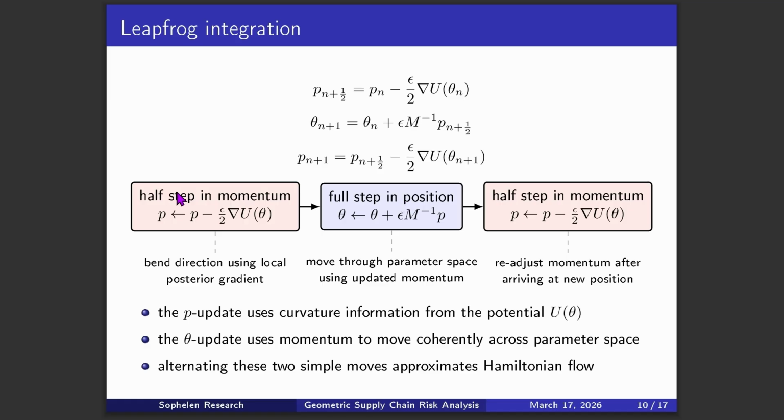All right, so how does it work, right? You just do a half step in momentum, a full step in position, and a half step in momentum. And then you would compose these over and over, right? And then you would stop after say 30 steps or 50 steps, depending on how many you want to do, and epsilon is your step size.